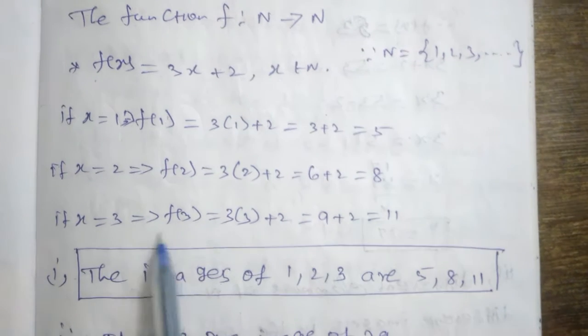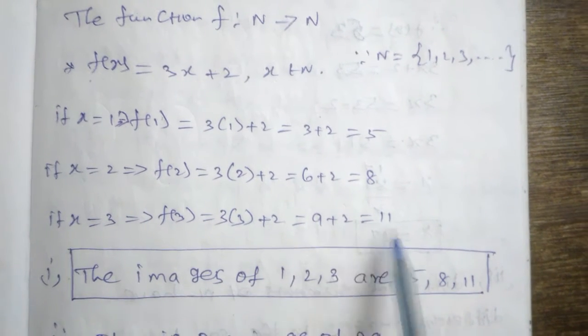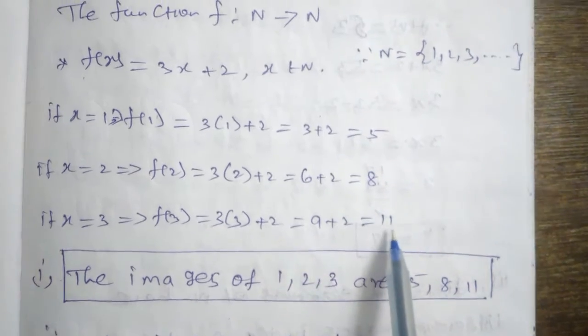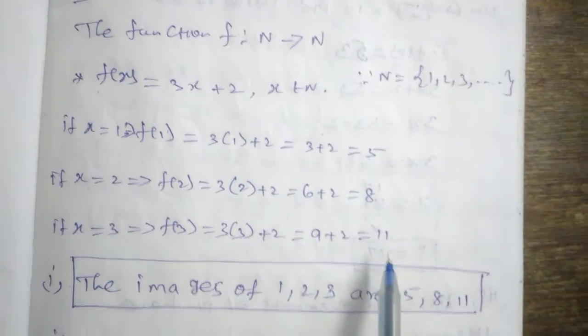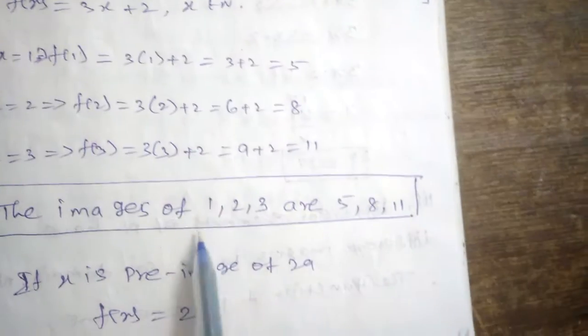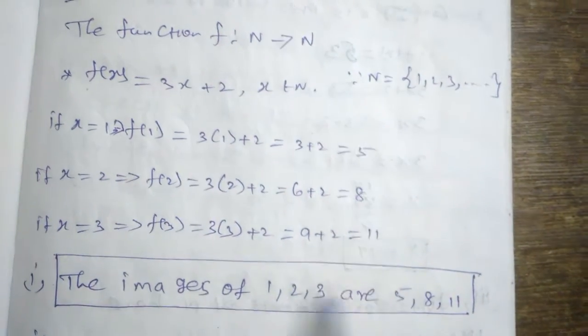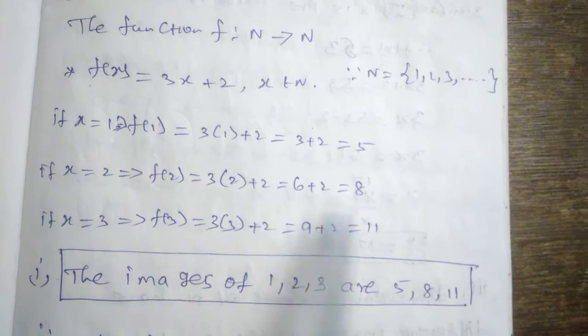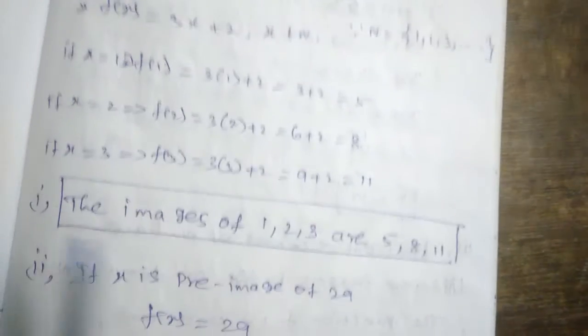Same as x equal to 3, f of 3 is equal to 3 into 3 plus 2, which is 9 plus 2, equal to 11. The first question is to find the images of 1, 2, 3. Therefore, the image of 1 is 5, the image of 2 is 8, and the image of 3 is 11. That's all. The first question is finished.